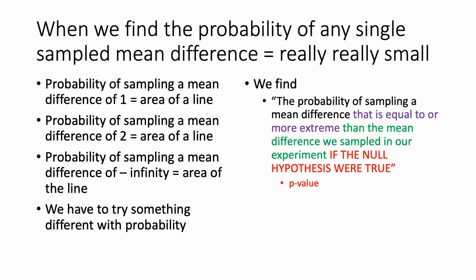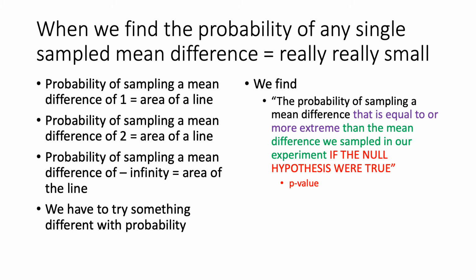So we're going to have to try something different with probability to start to find our quote-unquote p-value, to start to try to disprove the null hypothesis. And so this is where the precise definition of the p-value is important for your understanding of what the p-value means and what it represents.